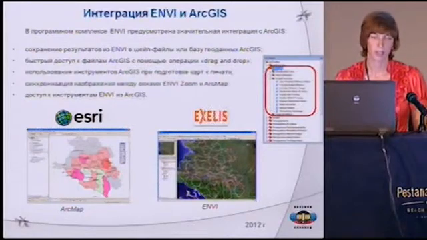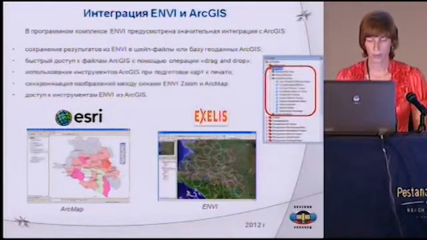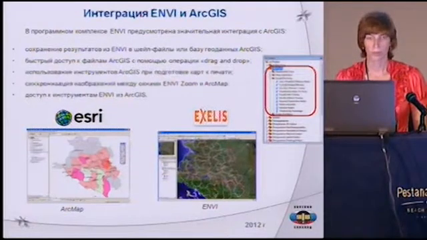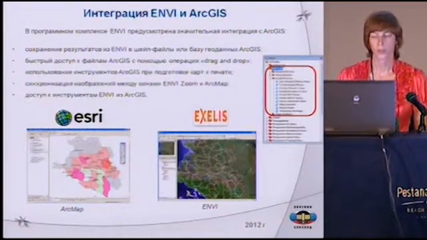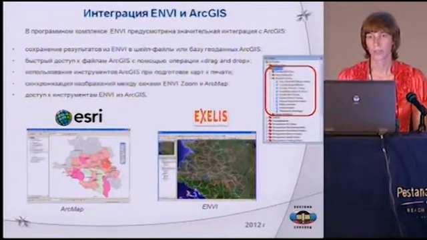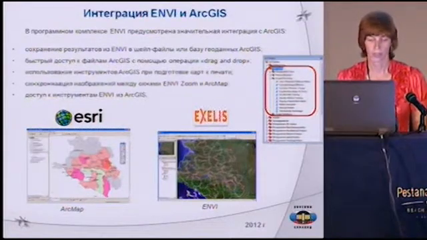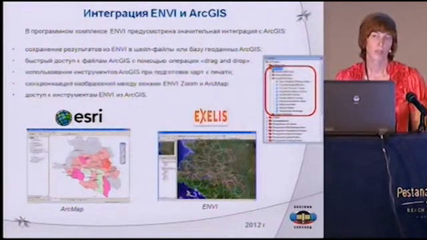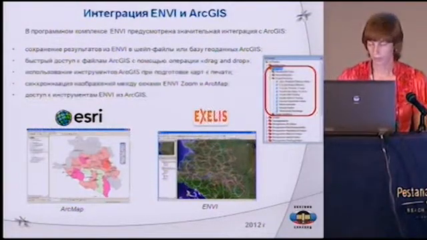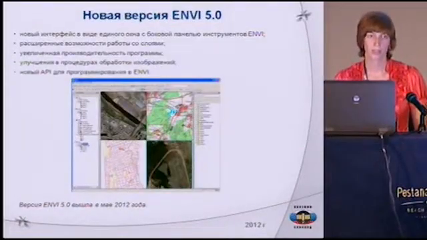There are other options implemented in the software. You can print maps using templates created in ArcGIS, or you can synchronize formats. In ArcGIS, it is now available a panel of instruments, a toolkit containing 20 tools. With their help, you can launch some functions to process image, so you don't have to switch programs. All these functions are available from ENVI and ArcGIS.